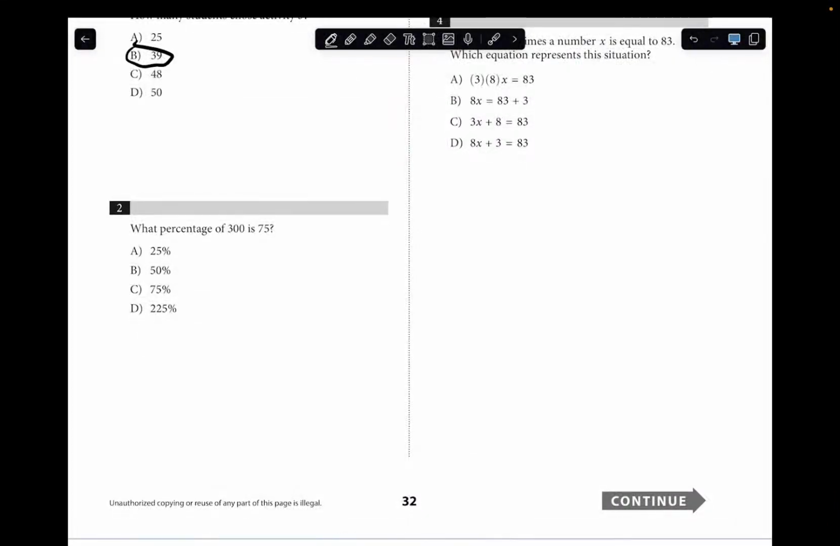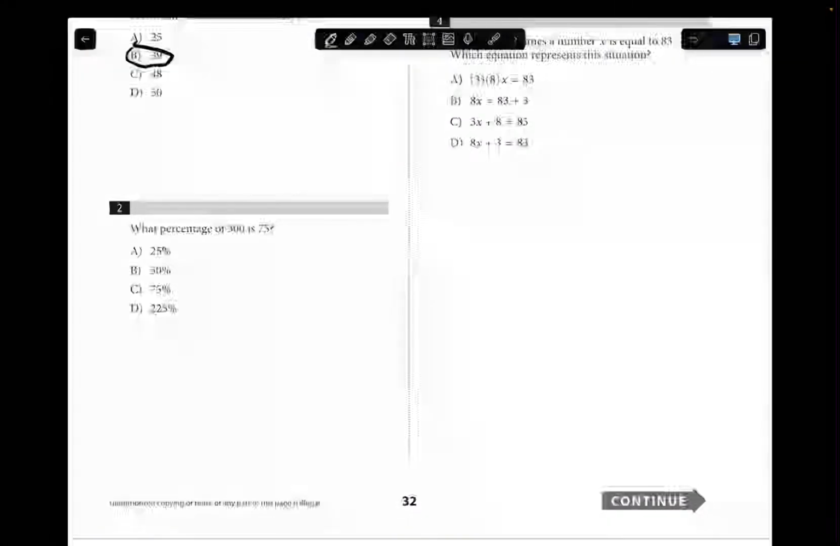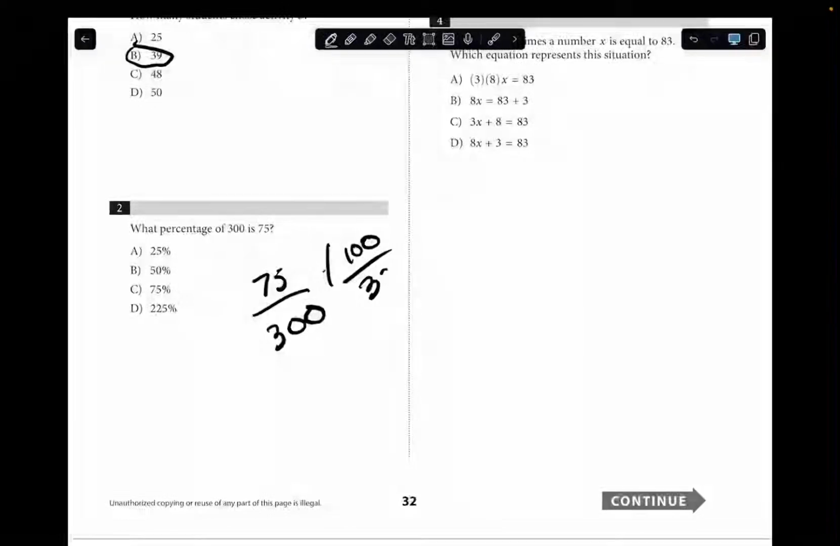Skip this one. What percentage of 300 is 75? So 75 over 300. It's going to be slightly less than, well, you know that 100 over 300 is 1/3, so that's 33%. So something less than 33%, so 25%.